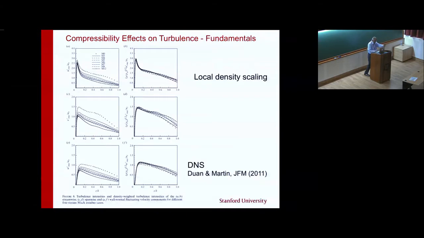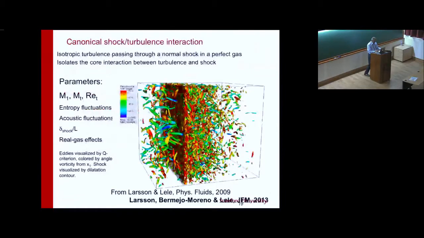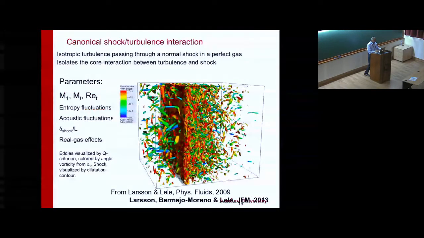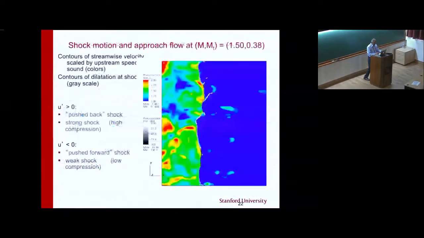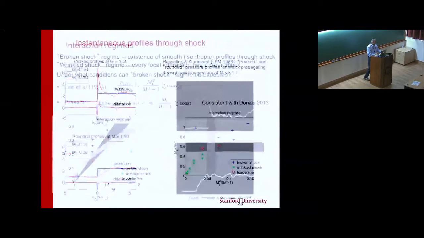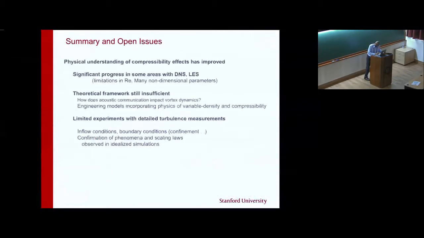So let's end by going to the summary here. I guess the only way we can get to the summary is by running forth. I didn't show you any shock turbulence interaction problems that we have done, I think, interesting work on. What is this? I can't see what is on the screen. What does it say? Summary, okay?